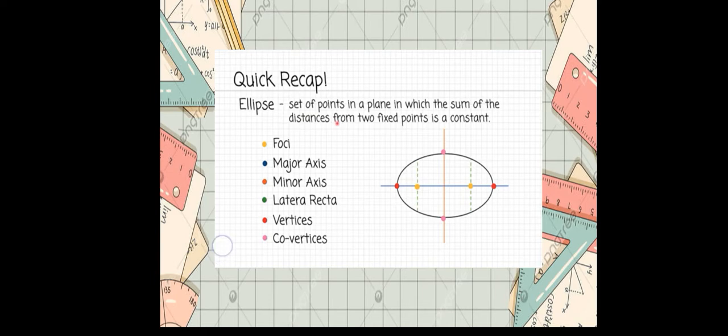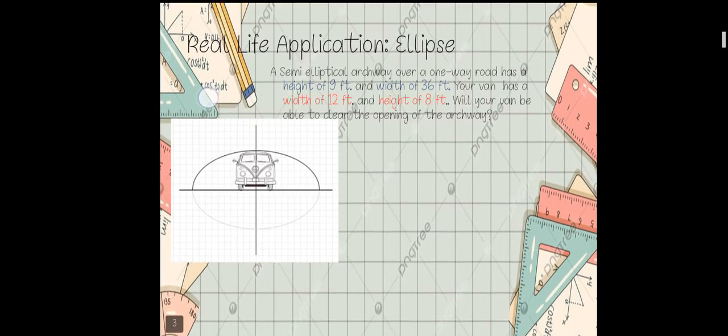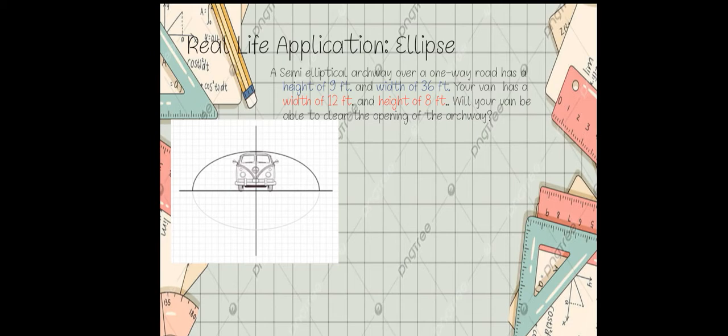Okay, now to our sample problem. So here is our problem. Let me read it out real quick. A semi-elliptical archway over a one-way road has a height of 9 feet and width of 36 feet. Your van has a width of 12 feet and a height of 8 feet. Will your van be able to clear the opening of the archway?